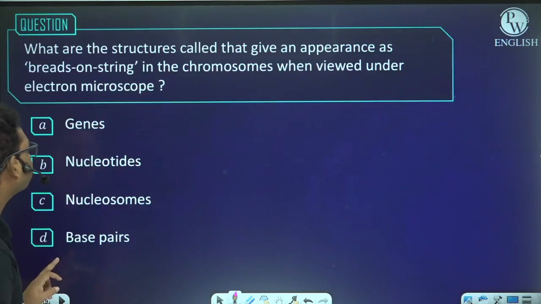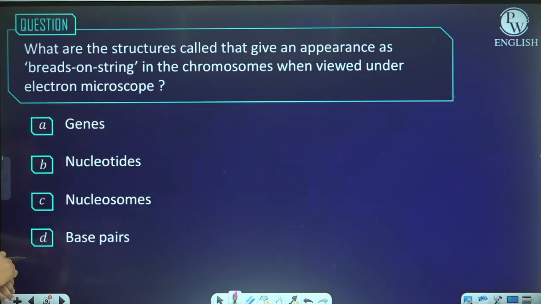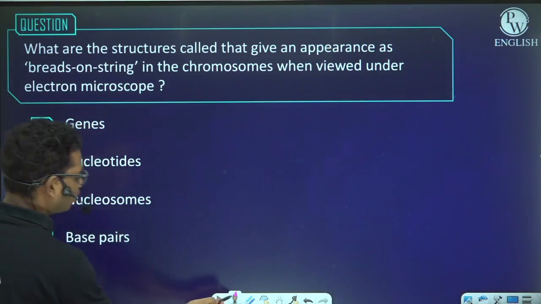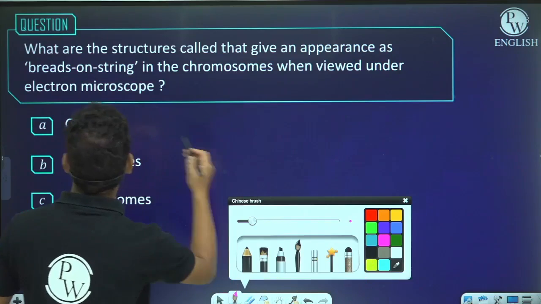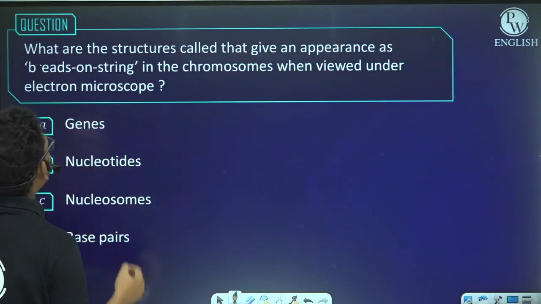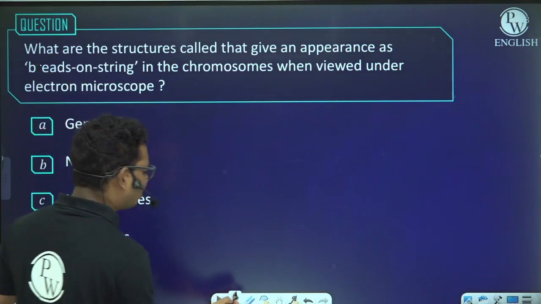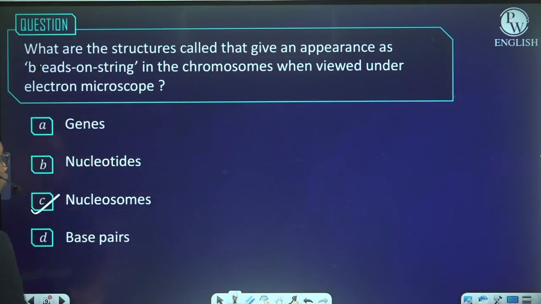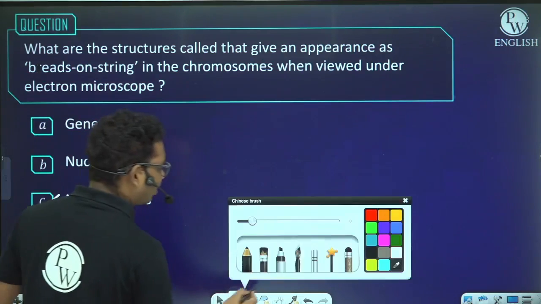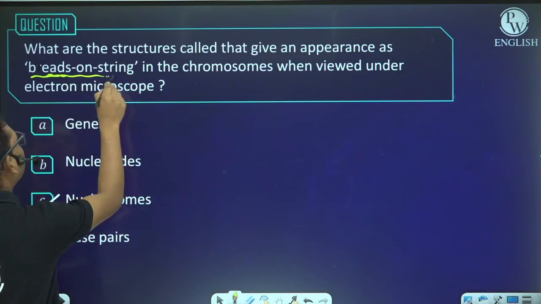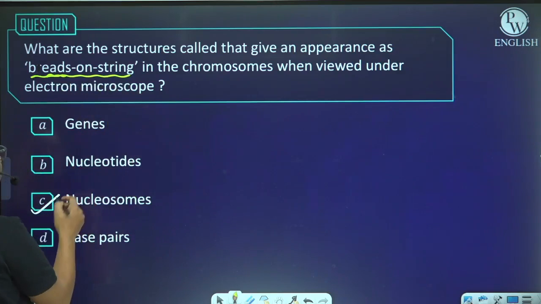Okay, now what are the structures called that give an appearance as beads on string? Okay, so this is a typing error, no issues. So it is actually beads on a string. So this is basically the nucleosome. What is that? Nucleosome. So the presence of the nucleosome gives a beads on string-like appearance. So whenever a beads on string-like appearance is given, you have to think about the nucleosome.